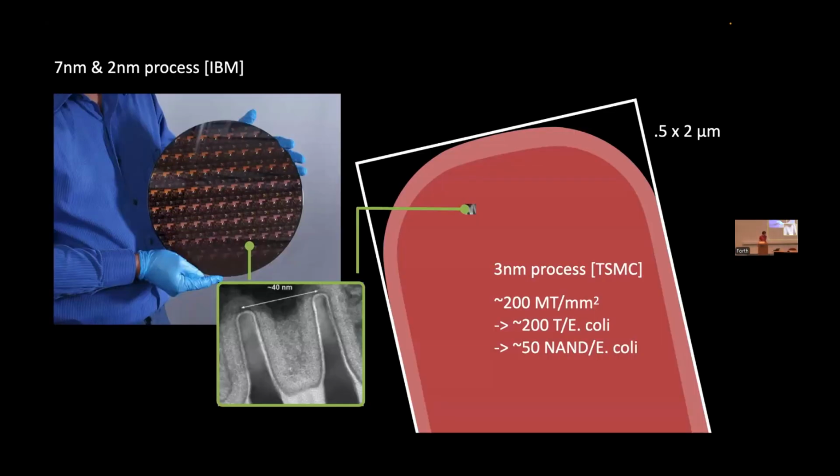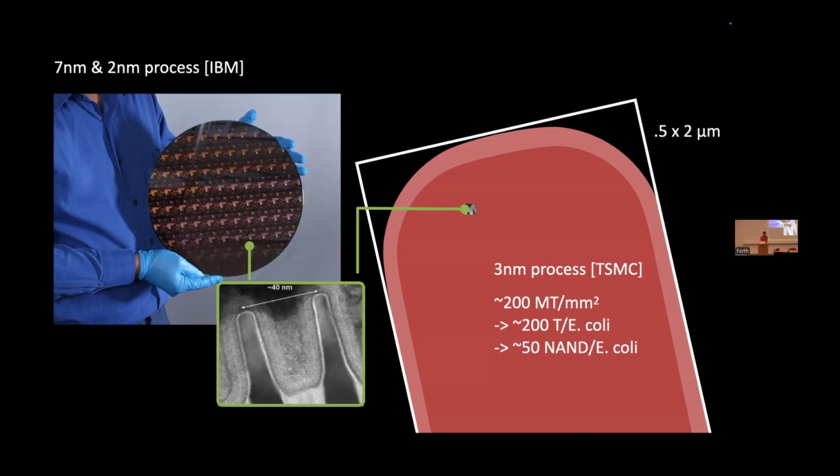So let's get an idea about scale. Here we have two computing machines: IBM processors and an E. coli. It's a 3 nanometer process, pretty much state of the art. If you compare the area of an E. coli, you would be able to fit more or less 200 transistors into the area that one E. coli takes up. With that, you could build more or less 50 NAND gates.